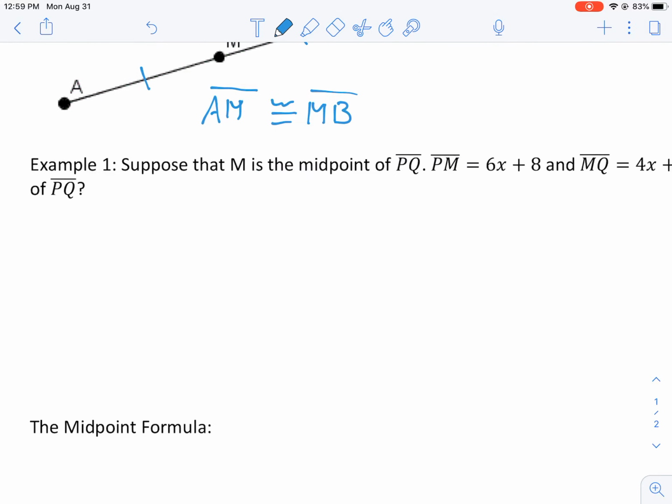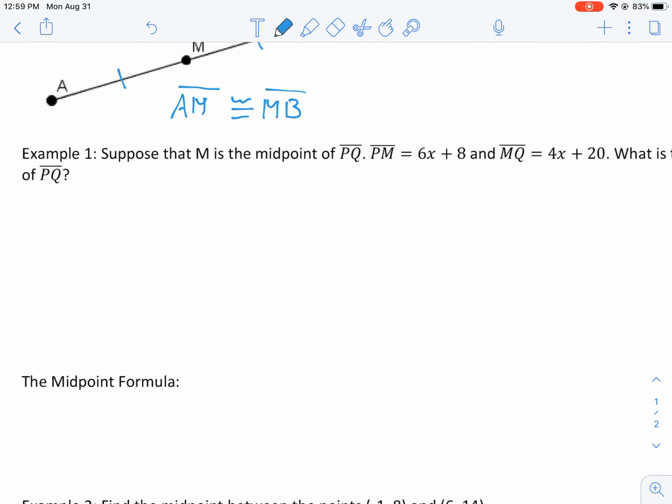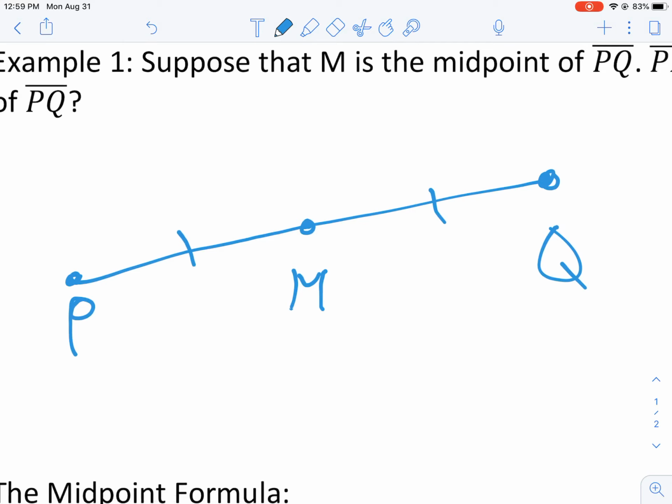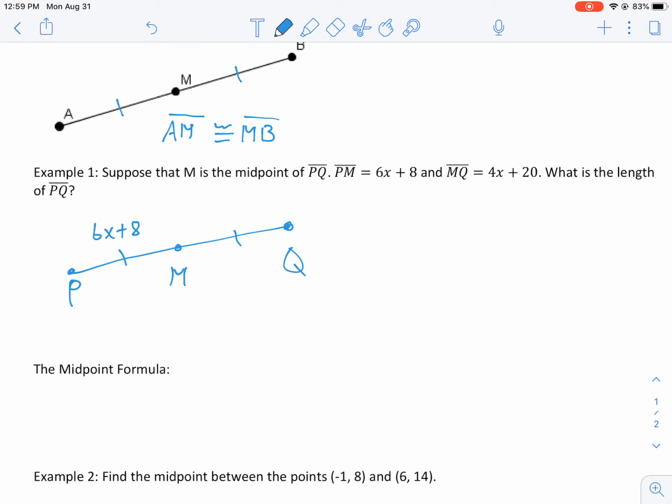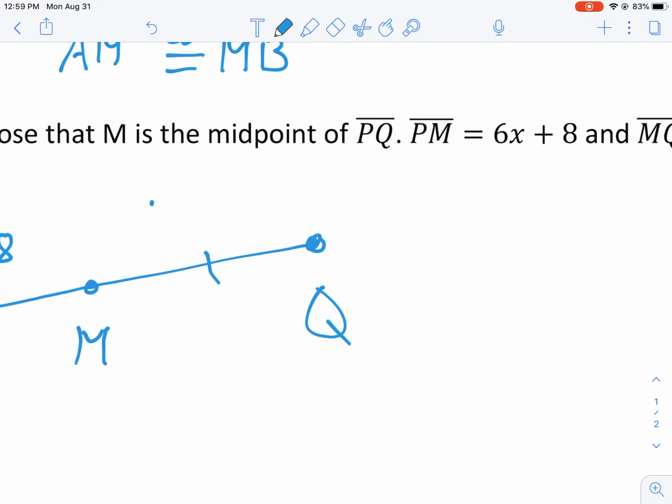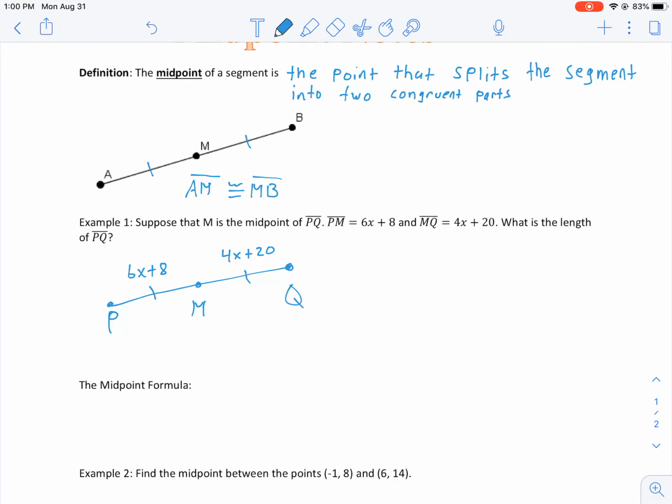So we're gonna look at an example of that. Suppose that M is the midpoint of PQ, okay? So I'm actually gonna draw this picture. So we've got P and we've got Q, and we're gonna suppose that M is the midpoint, okay? Which means both sides are the same. So we're gonna mark that on our picture. It says PM equals 6x plus 8. All right. It also tells us MQ is 4x plus 20. What is the length of PQ?